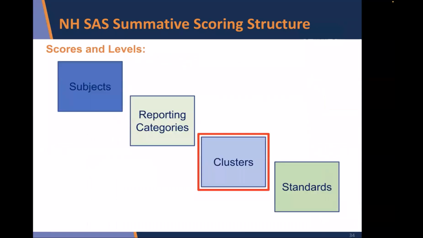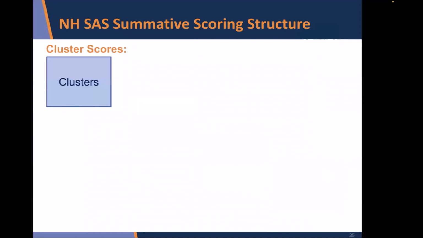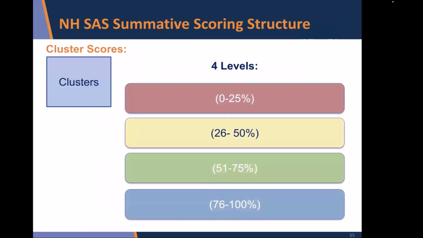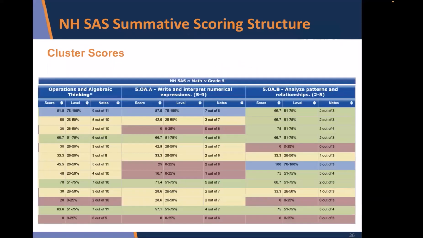All right. Now, when it comes to clusters, what I want to talk about are the cluster scores here. Again, for the cluster scores, all of these scores are going to be in these percentage buckets. There's no low, at or approaching, or on or above. They're all going to be within these particular percentage buckets. So they'll be color coded in this way. And then here's an example of what the cluster scores are.